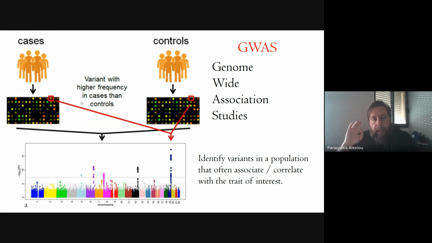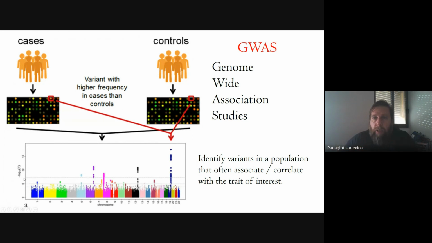What is the probability? Basically, how often do cases have this variant versus how often do controls have this variant? And they will assign a p-value for that. I don't know if you can see it very well, but this is a graph where on the x-axis there is every single position of the chromosome, and the y-axis is the minus log p-value. So the higher this is, the more associated this variant is with the cases versus the controls.